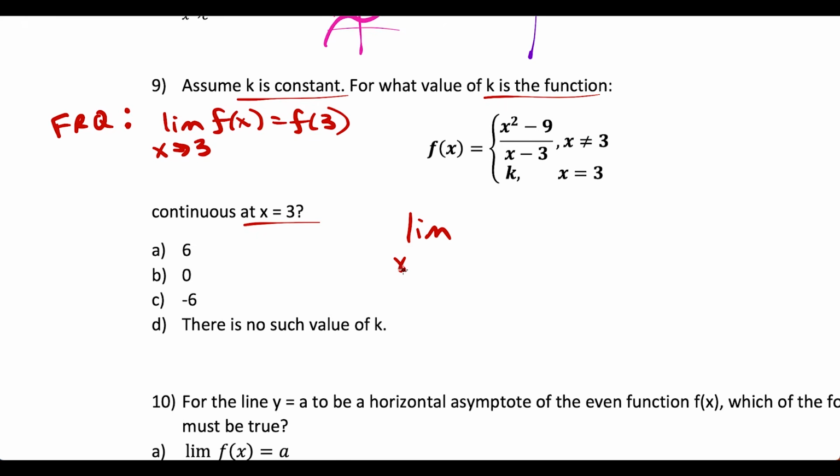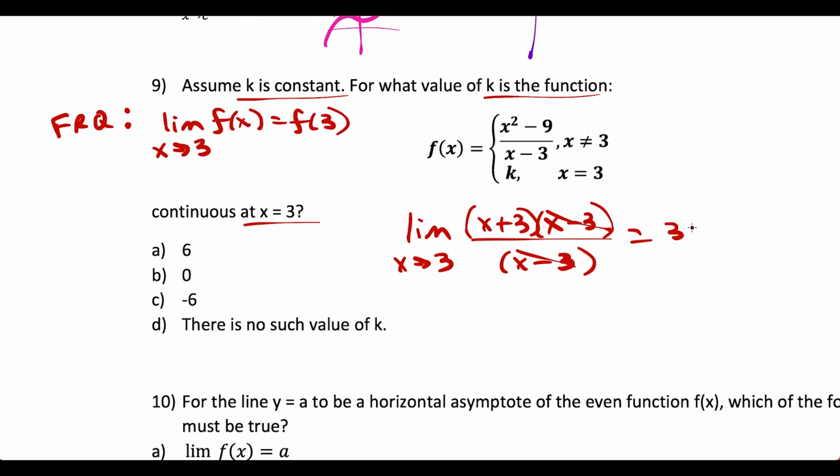So I'm taking the limit as x approaches 3 of the x squared minus 9 over x minus 3 piece. And just notice the top factors to x plus 3 times x minus 3. And we're dividing by x minus 3 like this. The x minus 3's cancel out, and when we plug in 3, now our limit simplifies to 3 plus 3, which is equal to 6. So what we need to happen here, the limit as x approaches 3 of the function equals 6, we need f of 3 to also be equal to 6.